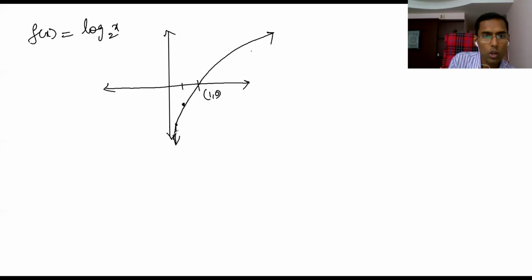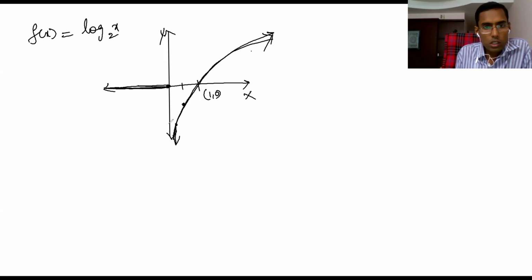So what do you understand from this graph? The graph is like this. When x is negative, there is no graph.